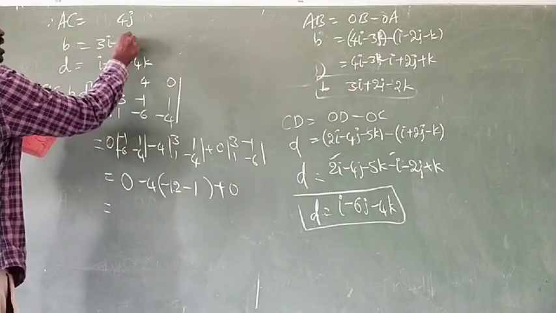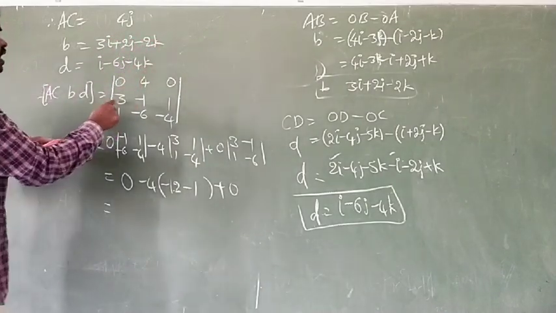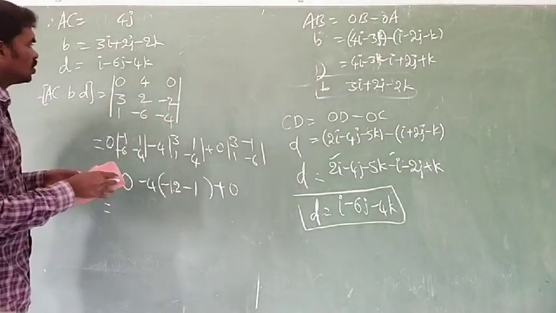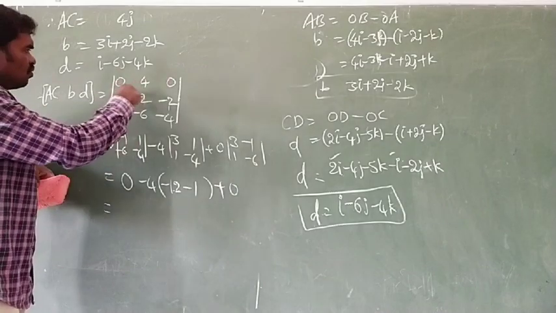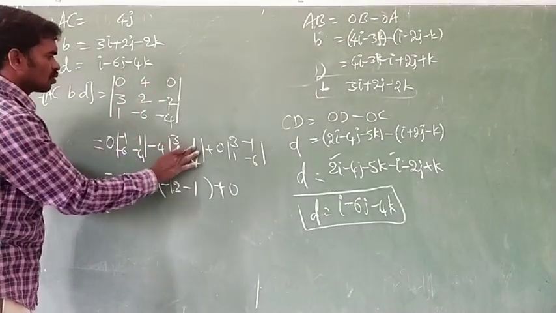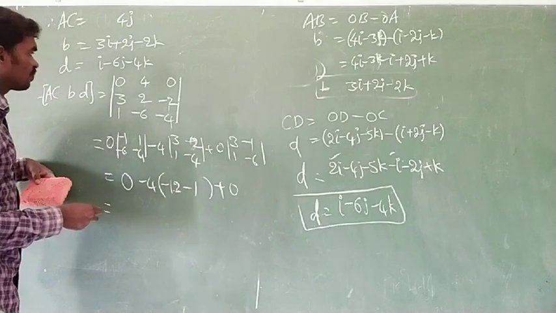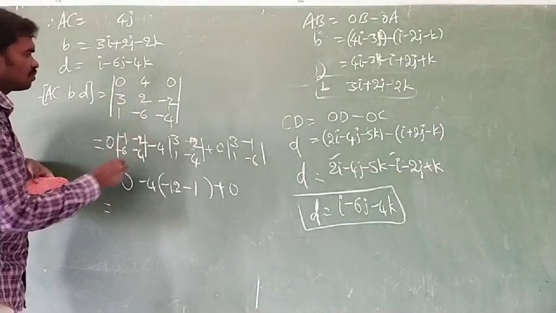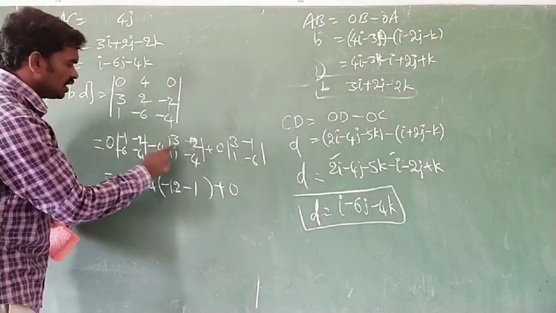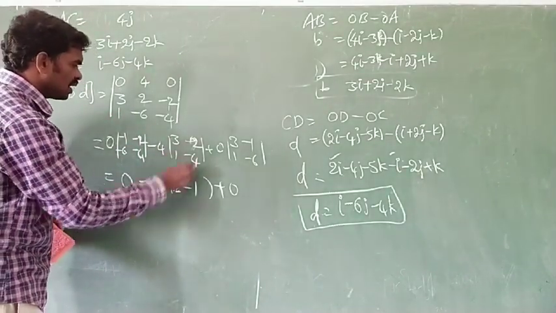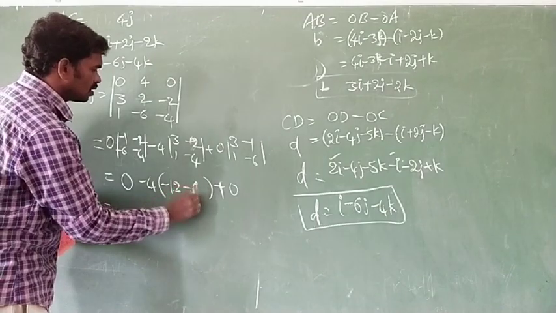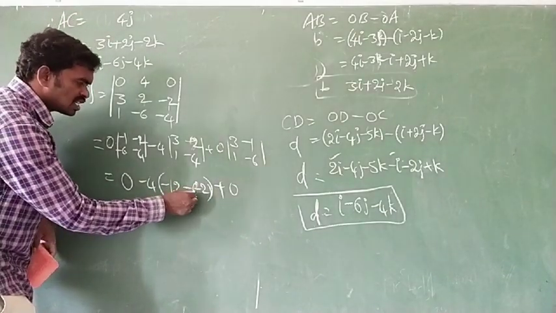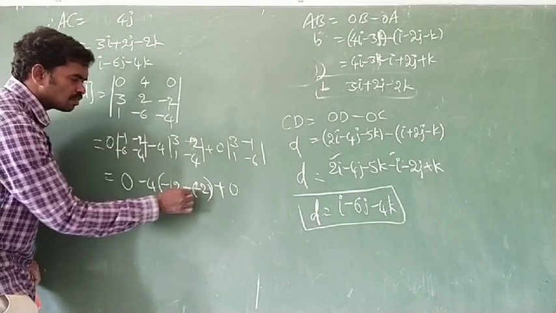So B is 3 plus 2 minus 2. So for 4, 3 minus 2, 1 minus 4, okay, minus 2. That's it. 3 into minus 4 is minus 12, 1 into minus 2 is minus 2. So now simplify: minus 12 plus 2 is minus 10.